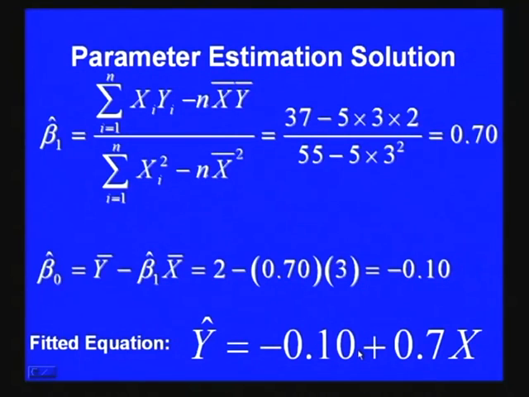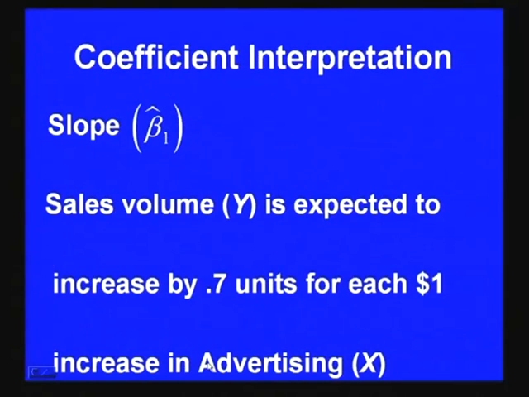Now, what is the interpretation of this regression coefficient beta 1? It says that the expected value of the response variable, or expected sales amount, is increased by 0.7 units for each $1 increase in advertising.